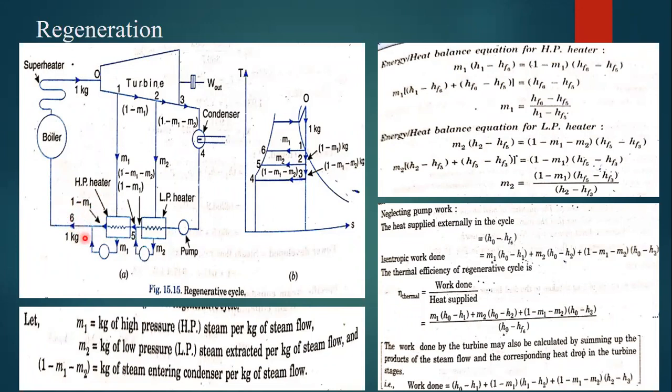So what we have observed is that whatever steam has been extracted to the feed heaters, and whatever the output of the boiler is, that same amount of liquid has to be given to the boiler as input. That is the main motto of regeneration. And if we do it like this, then we are going to increase the efficiency.